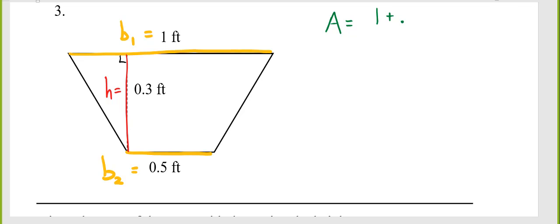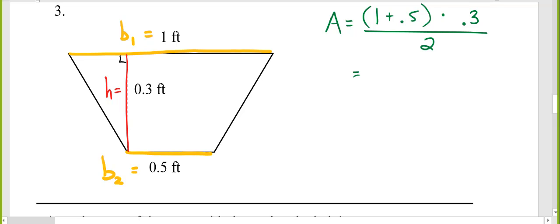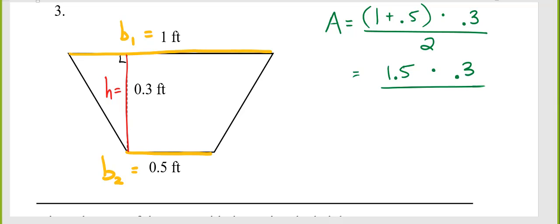All right, the area tells me to add up my 2 bases. 1 plus 0.5. Put that in parentheses. You've got to do that first. Then you want to multiply by 0.3 and divide everything by 2. Okay, what is 1 plus 0.5? That's 1.5 times 0.3 all over 2.